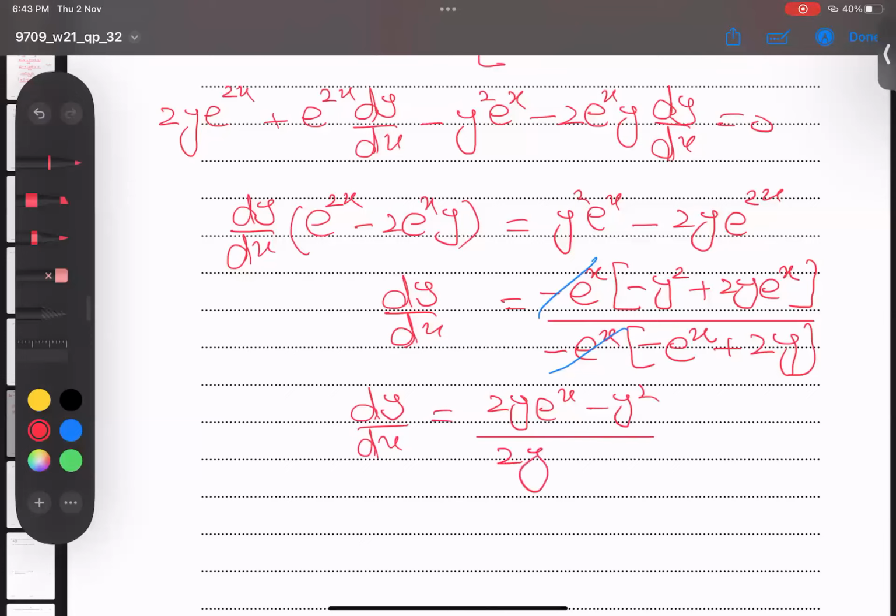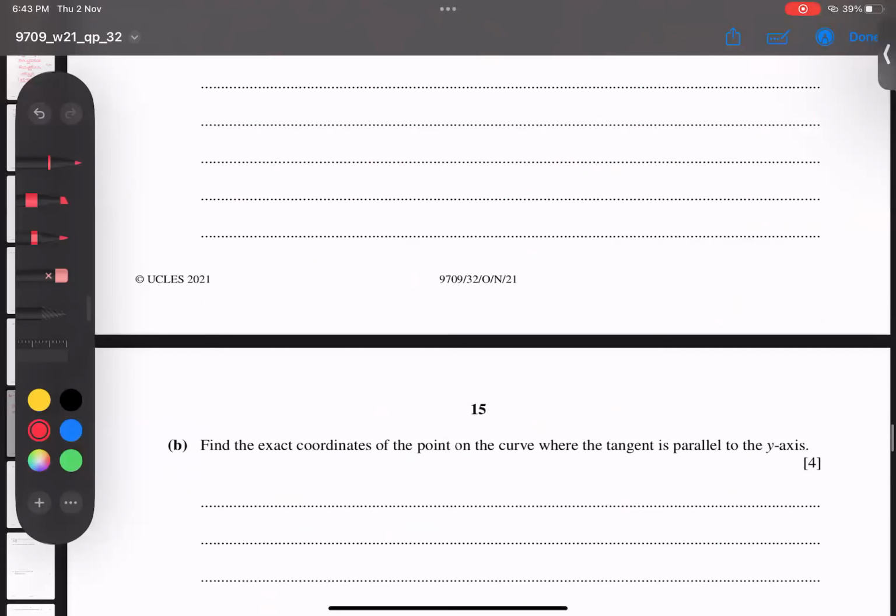Same way here, this 2y I'm writing before and minus e to power x later. So proved. Alhamdulillah, the first part is done. So let's go for part number 2.